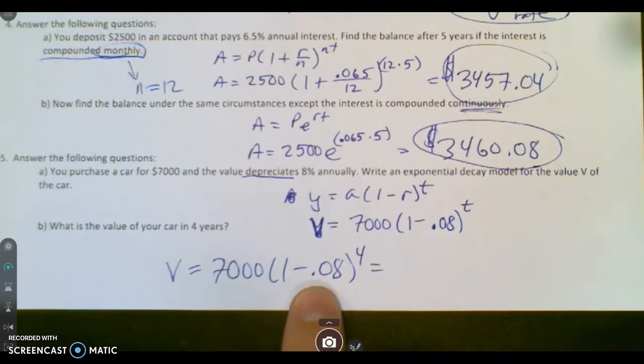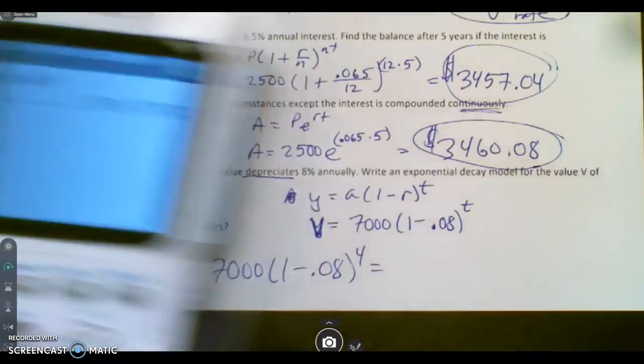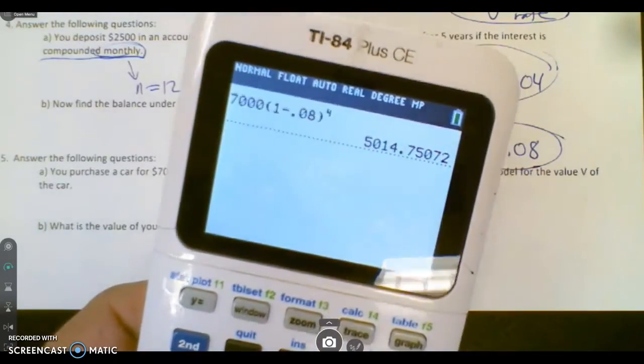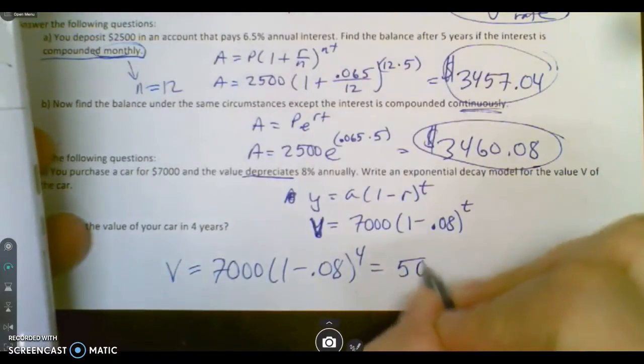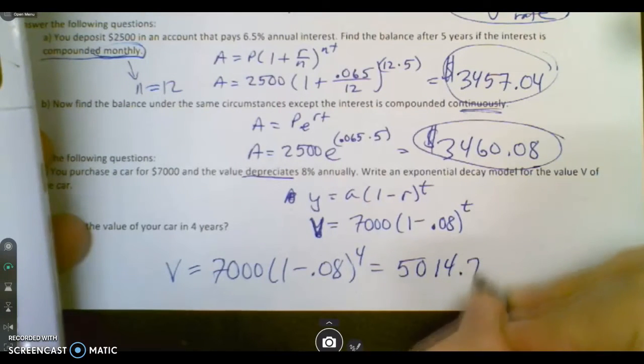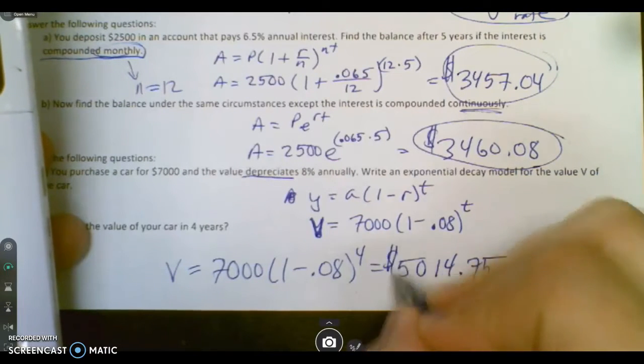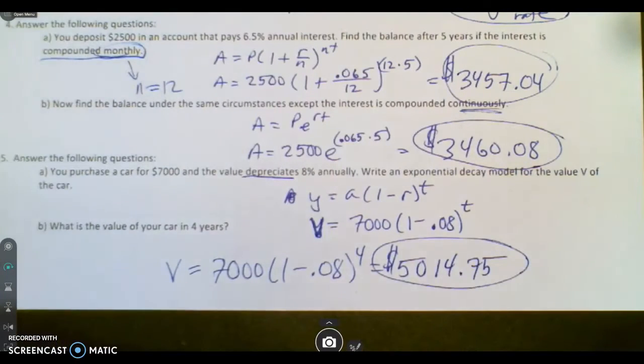You could put a 0.92 because that's what it is. And if you type this in your calculator, you get $5,014.75 for what your car is worth after 4 years. Only going down 8% a year, which is actually not bad. Most cars go down by more.